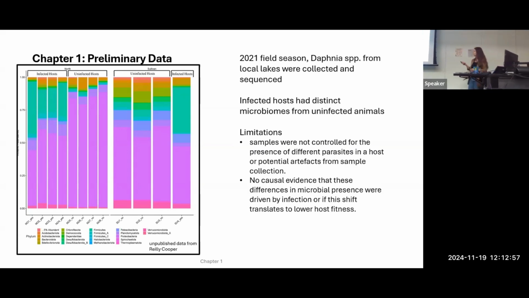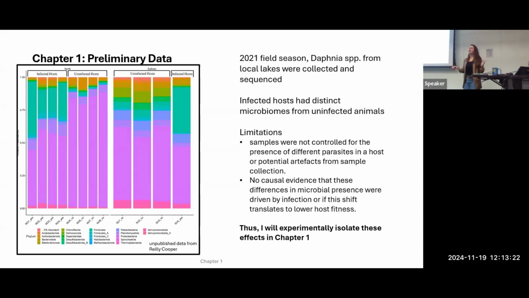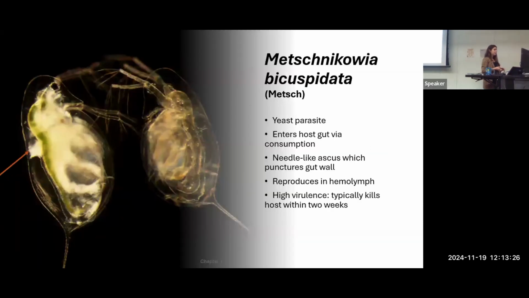So, some quick limitations here. The samples were not controlled for the presence of different parasites within the host, or if there were any artifacts left over from the way the samples were collected. And there was also no causal evidence that these differences in microbiome relative abundance were even driven by infection, or whether this shift translates to lower host fitness in the field. Thus, I'm going to try and experimentally isolate these effects in my chapter 1.